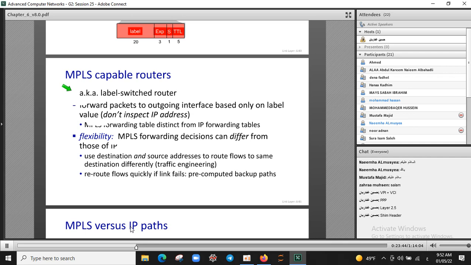But firstly, I'm installing a path. I'm using a signaling protocol to set up this path. And after that, you have something close to ATM or virtual circuit or circuit switching. In circuit switching, we said that firstly we set up a path, and then we forward the packets over that path to our destination. Something similar happens in MPLS.